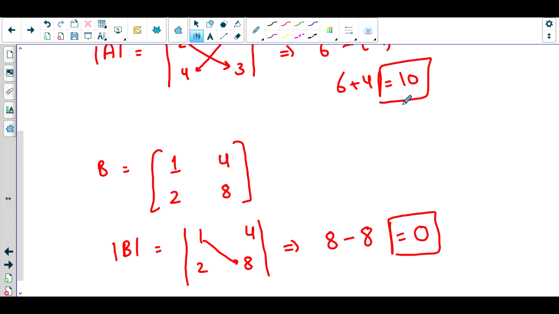When the determinant of a matrix is not equal to 0, it can be positive number, it can be any number, but not 0, we say that this matrix is non-singular matrix. And if the matrix determinant is 0, we say it is a singular matrix.